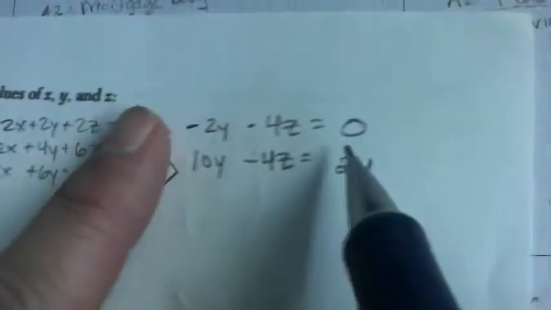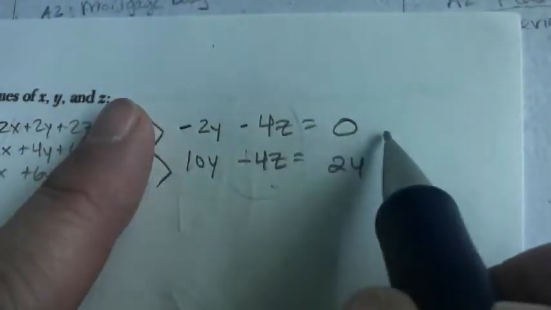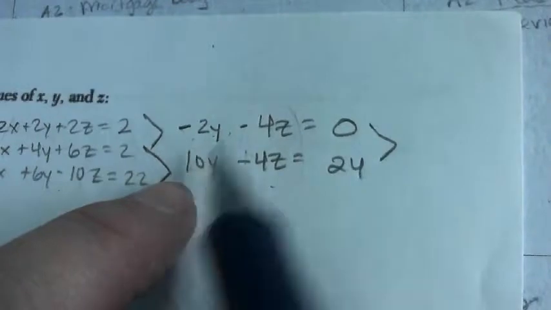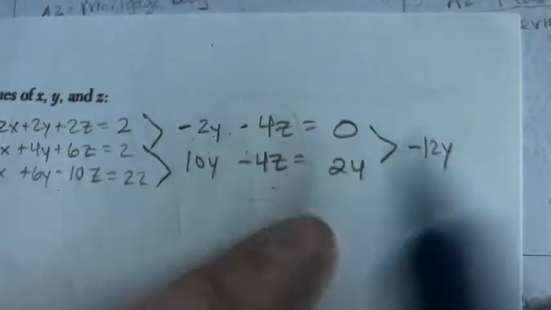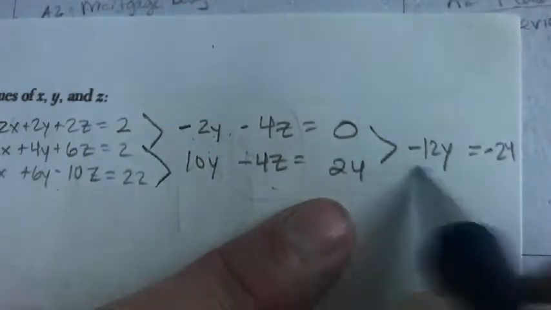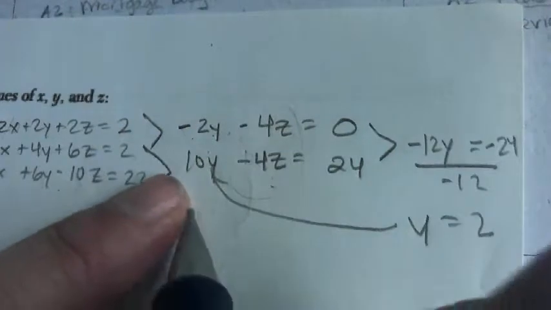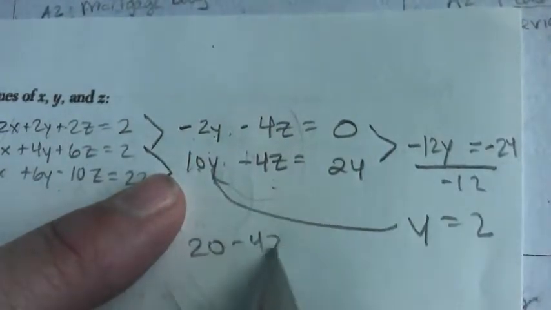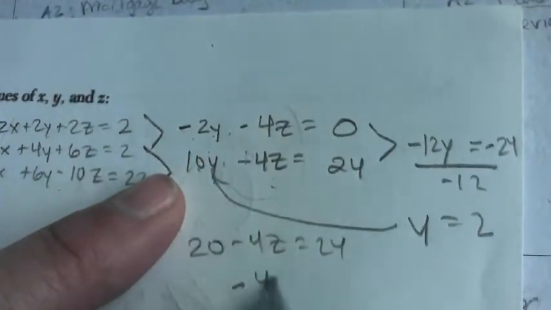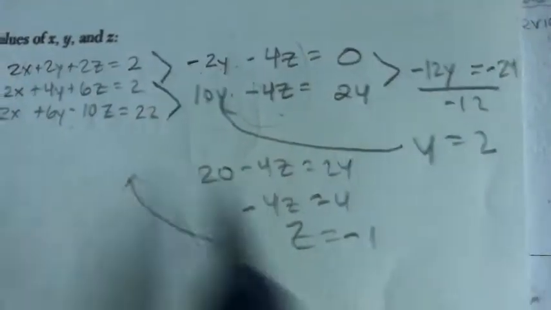Now the third round of elimination is obviously easier with the z's. Same sign, subtract. So negative 2y minus 10y is negative 12y. This minus this is gone. 0 minus 24 is negative 24. Solve for y. Y is 2. Go back. 10 times 2 is 20. Solve for z. So negative 4z equals 4. Z equals negative 1.